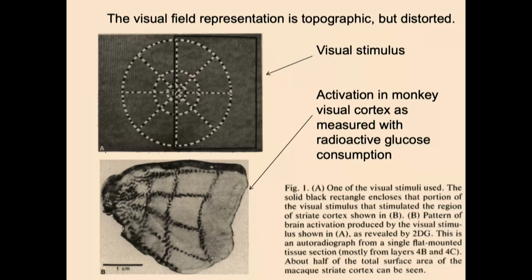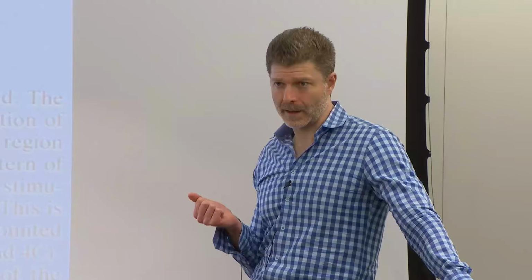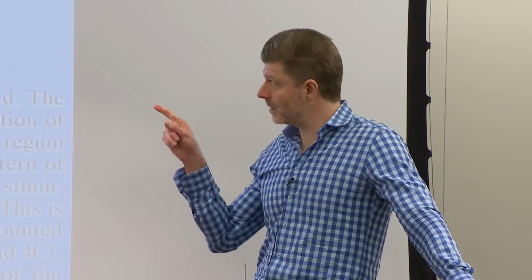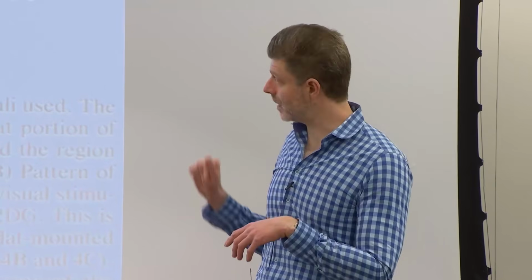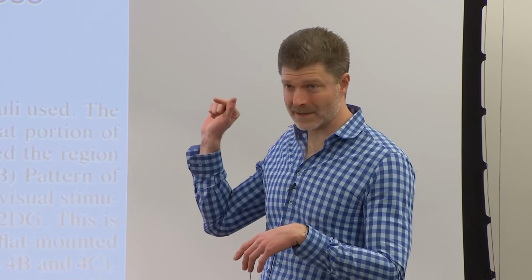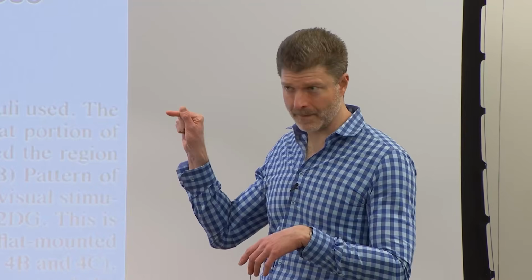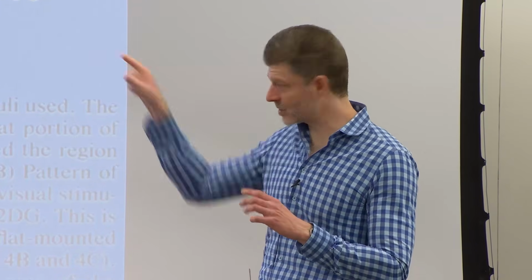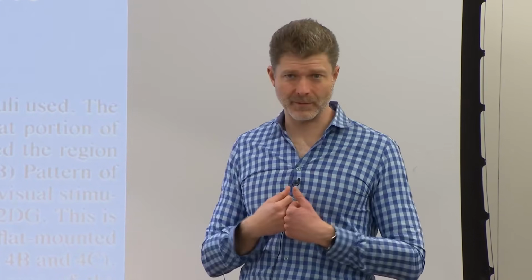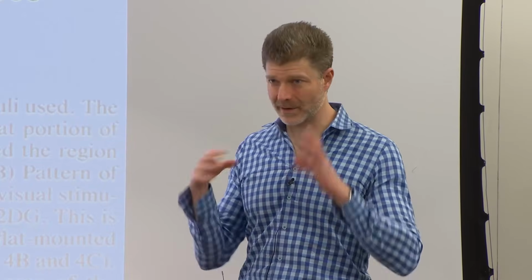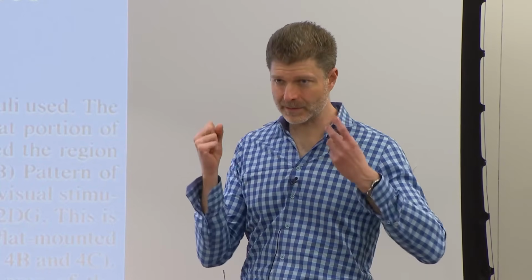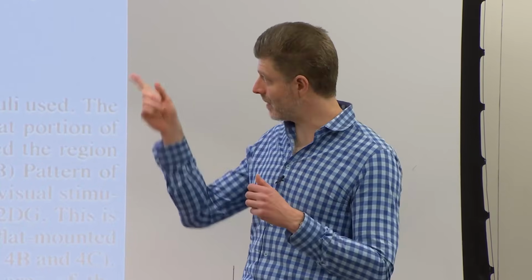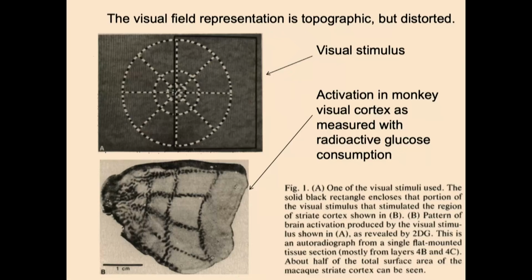But what was done in these experiments is a monkey was injected with radioactive glucose. Okay, and they're anesthetized, of course, right? So the monkey's anesthetized and unconscious. And the monkey's made to look at the screen. The idea is that the bits of visual cortex that are processing the image are active, taking up glucose, which is radioactive. And after the monkey looked at this for a little while, the animal is sacrificed.